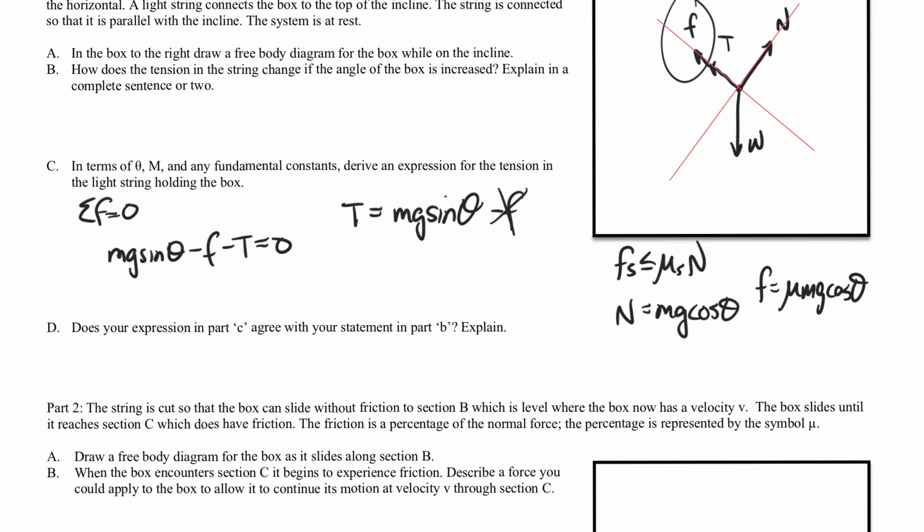Especially if you didn't have friction there, because as the angle gets bigger, sine of the angle gets bigger. Sine increases when theta increases, and if sine increases, then T increases. I do think you have to state something about the sine function increasing as theta increases, because the cosine function would decrease as theta increases.